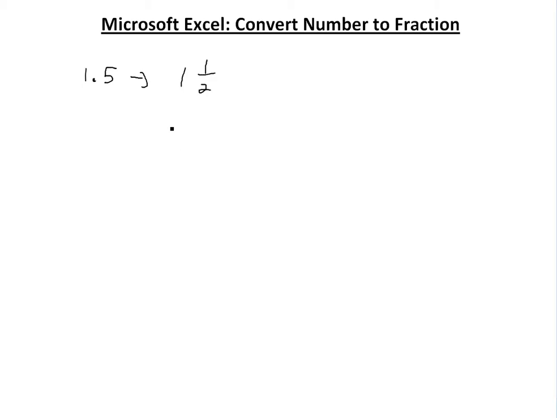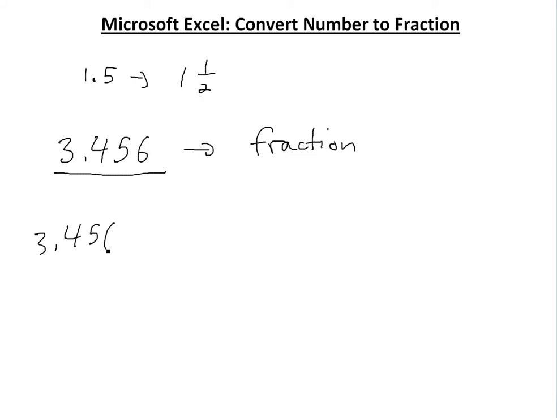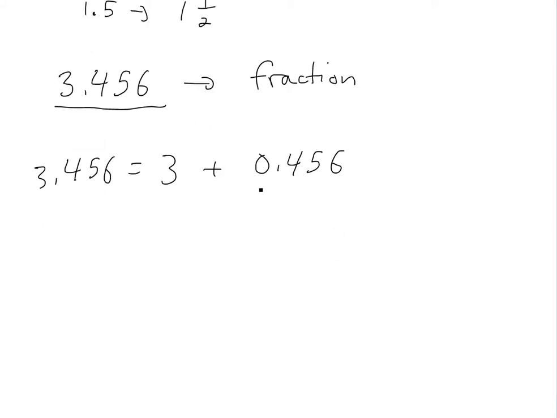So now, let's say we wanted to convert this number. I'll just show you the calculation it does. 3.456 to a fraction, right? So what Excel does is it looks at everything to the left of the decimal place. It's 3, so that's 3 whole, so 3.456 is equal to 3 plus 0.456, so we don't need the 3 anymore.